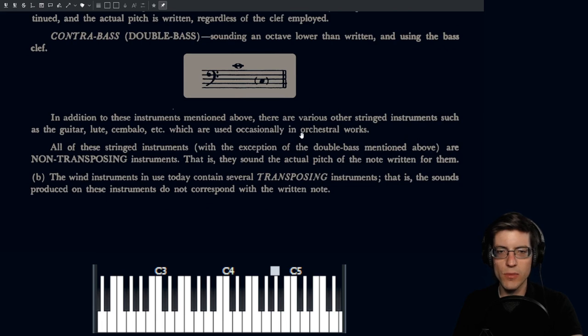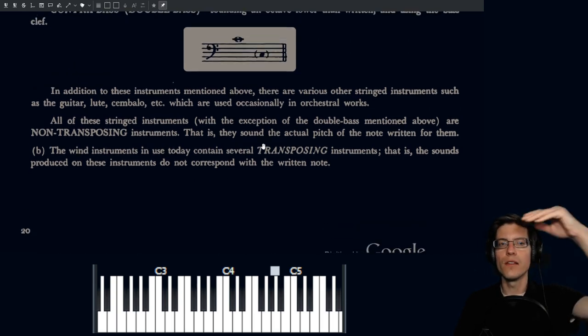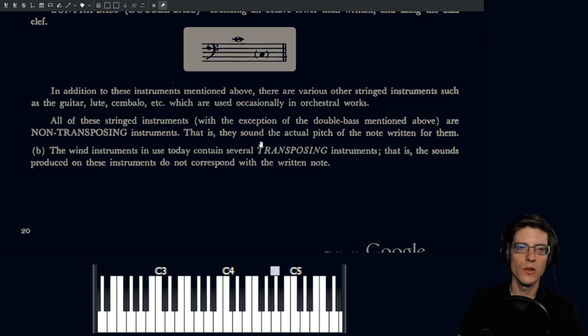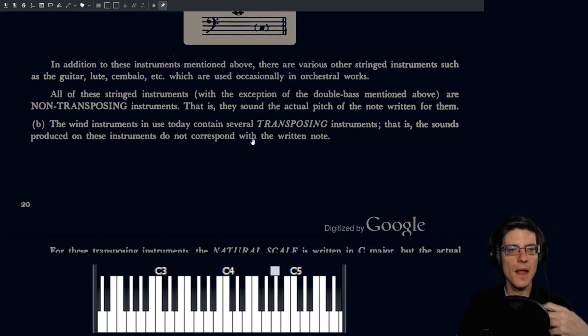In addition to these instruments mentioned above, there are various other stringed instruments such as the guitar, lute, cimbala, which are used occasionally in orchestral works. So this would also include the Russian instruments, let's see, the mandolin, the balalaika, I believe is how it's pronounced. But there are many stringed instruments out there. Erhu, I believe is what it's called, the Asian two-stringed instrument, and many, many others. All of these stringed instruments, with the exception of the double bass mentioned above, are non-transposing instruments. That is, they sound the actual pitch of the note written for them.